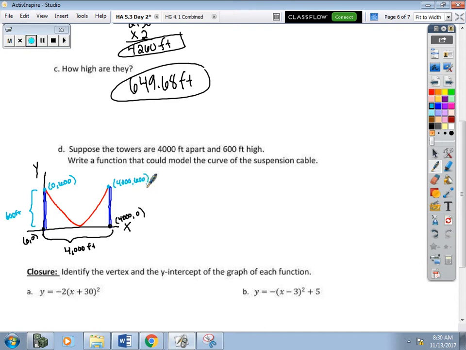Now in order to write this, they should tell us in vertex form. We need to identify what the vertex is. What would the vertex be? What would the vertex be? Abby? Good, you have to cut 4,000 in half.